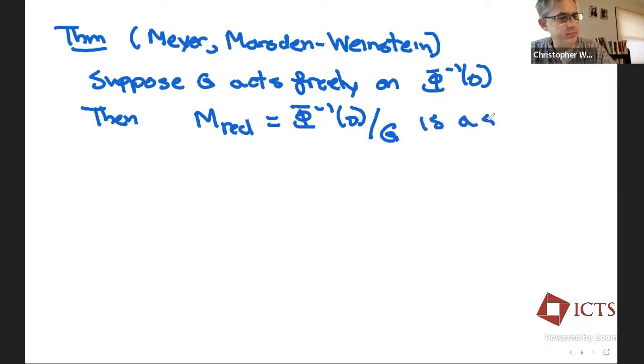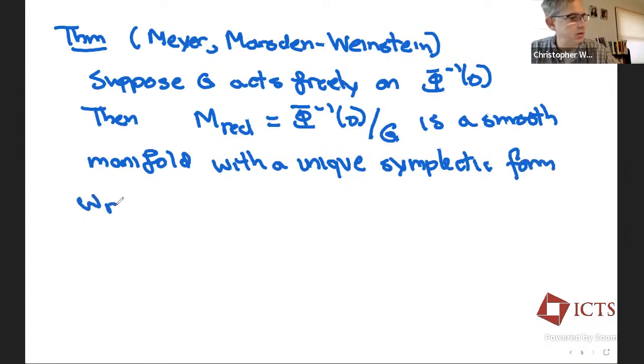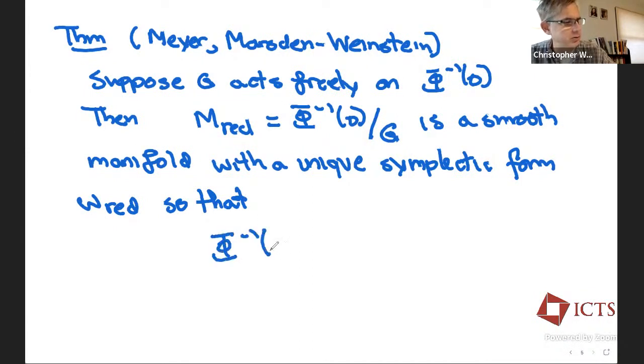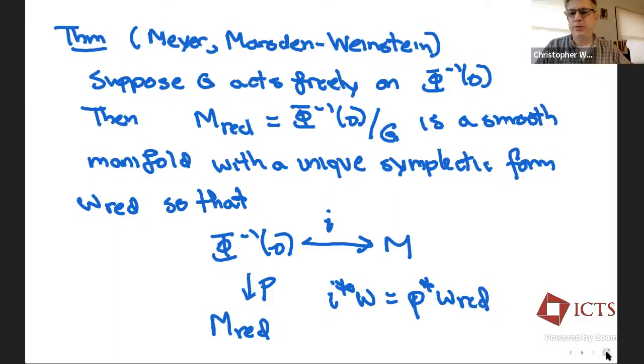And this is a smooth manifold, first of all, with a unique symplectic form omega red, so that if you look at this diagram, phi inverse of 0 includes into M. And then there's this projection P to M red. And the condition that the symplectic form should satisfy is that pi star omega is P star omega red. And there are two addenda to this theorem.